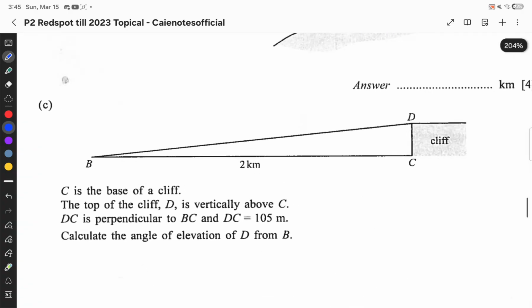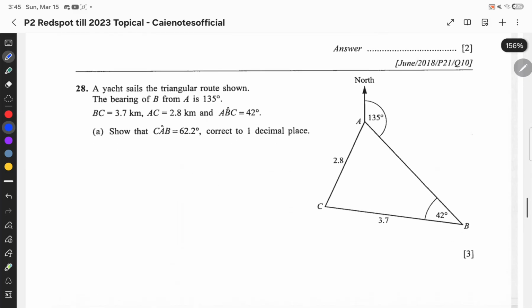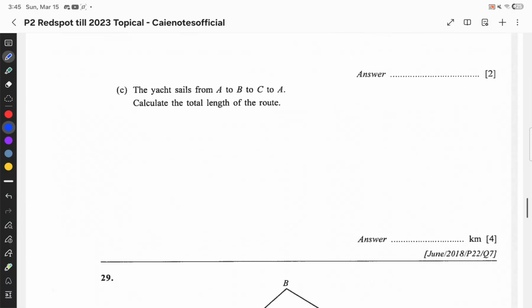Angle of elevation of D from B. So we just calculate this teeny tiny angle, that is right over here. This is a fun question.